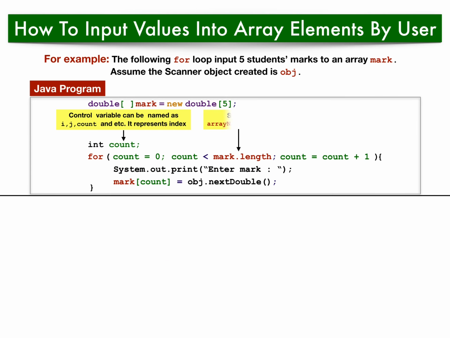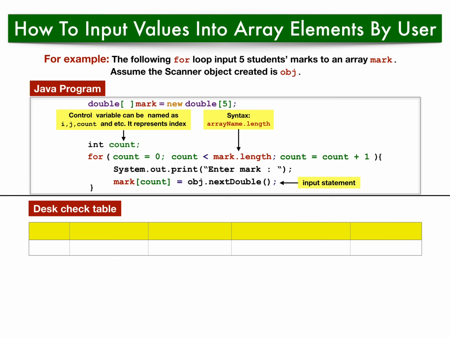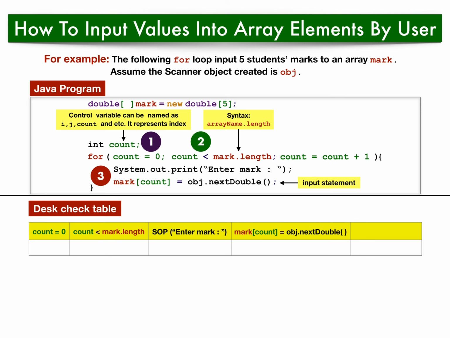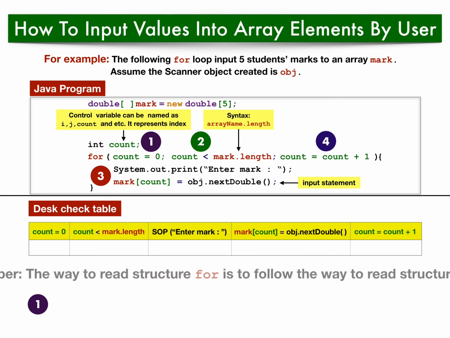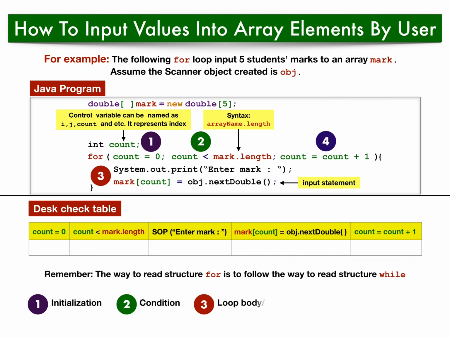Here is how to construct a dry check table from a Java program segment. You must start with initialization. Second is condition, followed by a statement in a loop body. Lastly is update counter. You need to remember that the way to read the for structure is to follow the way to read the while structure.